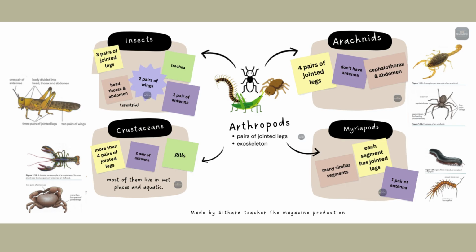Right, we will move to the next subgroup, myriapods. Especially, they don't have different segments or different parts of the body. Their whole body is divided into segments. Each segment has jointed legs, and they have two pairs of antennae. When we discuss the segments, all segments are similar to each other. So these are the main features of the arthropods.